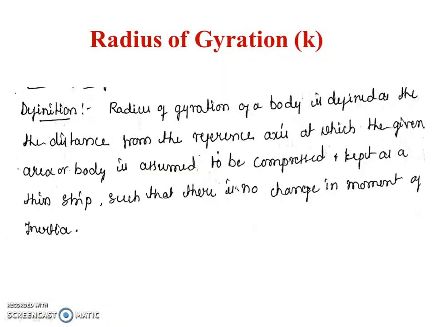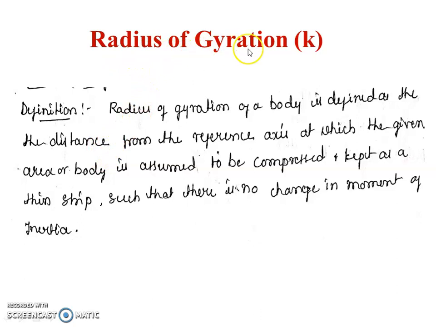What is radius of gyration? We will see the definition first. The radius of gyration of a body is defined as the distance from the reference axis at which the given area or body is assumed to be compressed and kept as a thin strip, such that there is no change in moment of inertia. This is the definition.